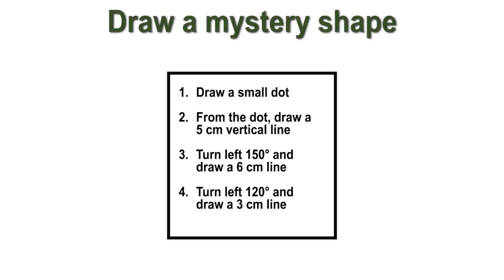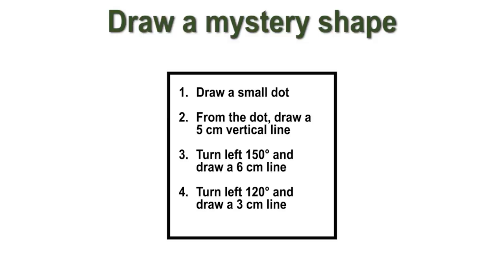Let's try another one. Here are the clues. Number 1, draw a small point. Number 2, draw a 5 centimeter vertical line from the point. Number 3, turn left 150 degrees and draw a 6 centimeter line. Number 4, turn left 120 degrees and draw a 3 centimeter line.